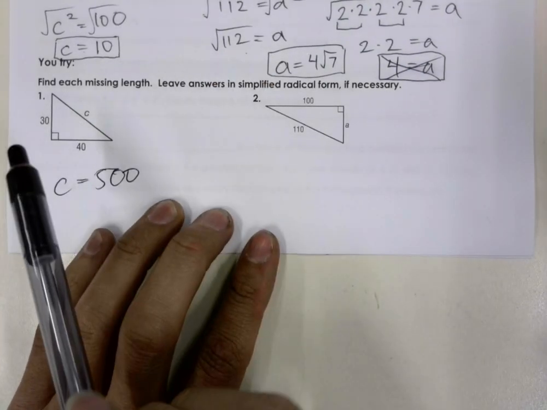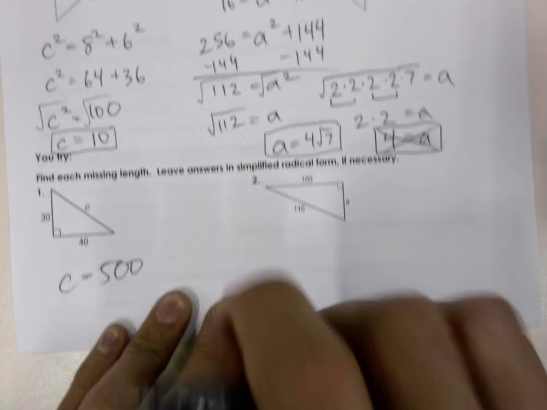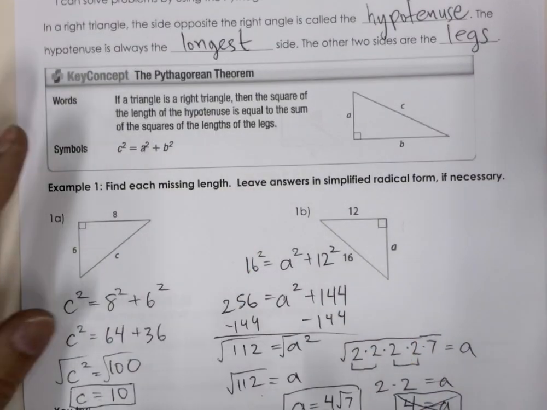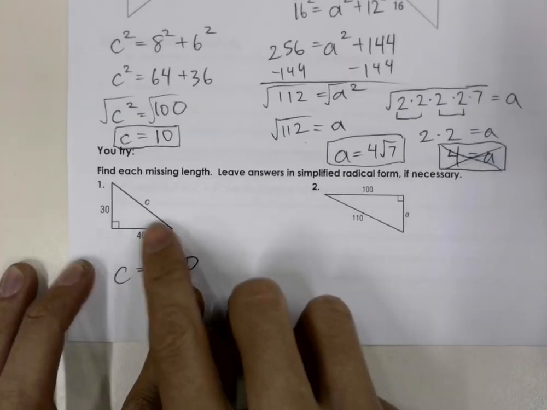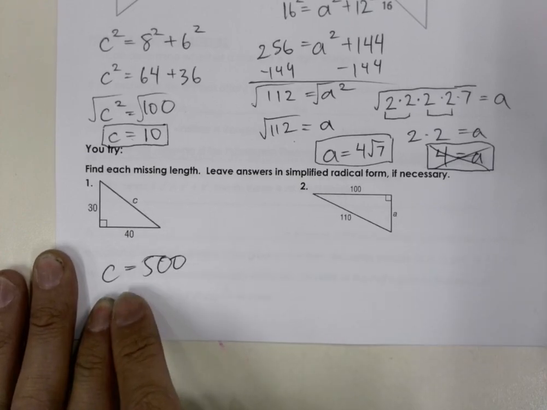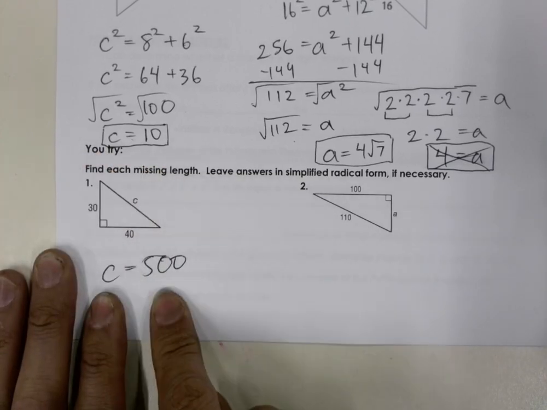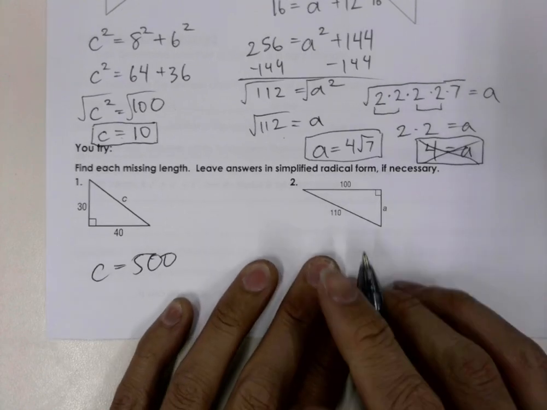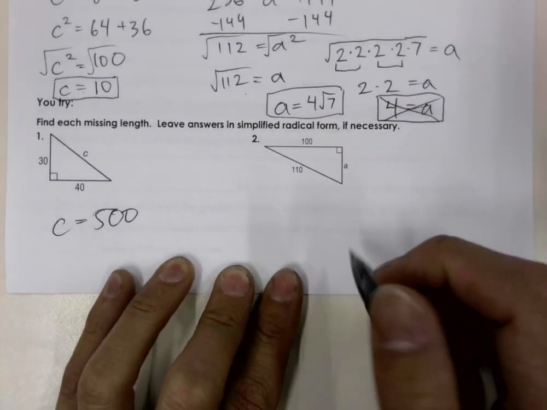Here we have a couple more examples of using Pythagorean theorem in order to solve for the missing side. This one is pretty simple, so I just put the answer as c is equal to 500. You can go ahead and compare that with your answer. This one is kind of interesting, so why don't we take a look at it.